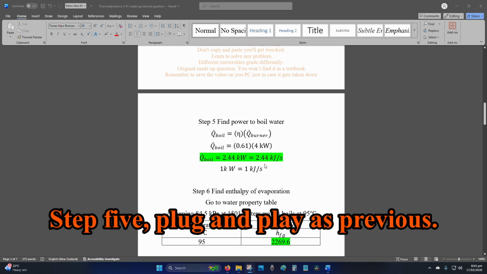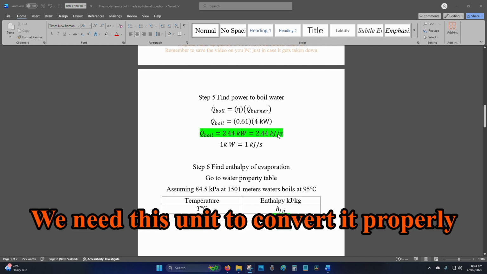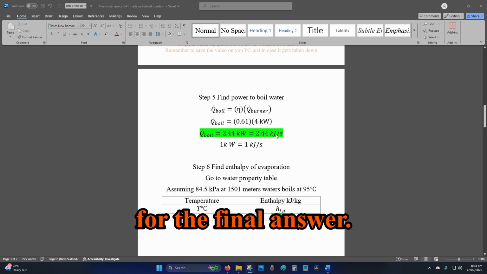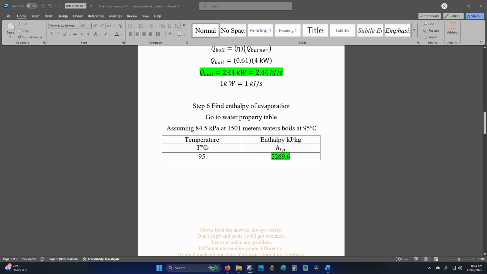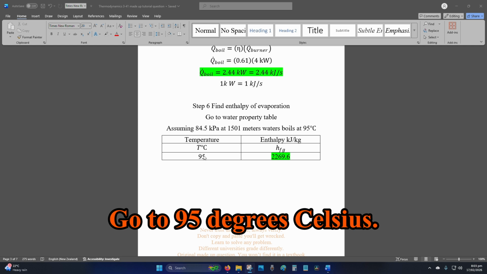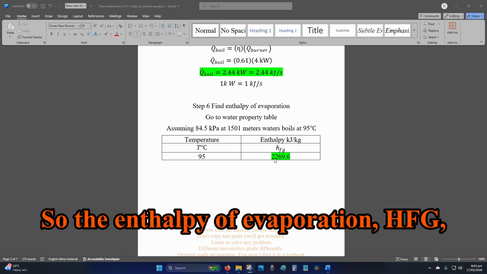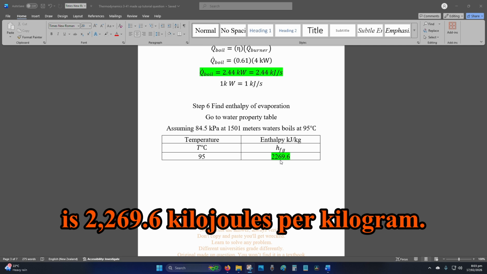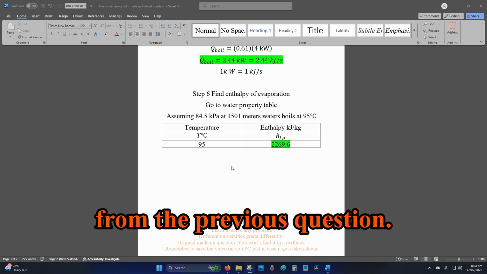Step 5, plug and play as previous. It's 2.44 kilojoules per second. We need this unit to convert it properly for the final answer. Step 6, go to your water ready table, go to 95 degrees Celsius. Previously it was 100. So the enthalpy of evaporation, HFG, is 2,269.6 kilojoules per kilogram. A slight difference from the previous question.